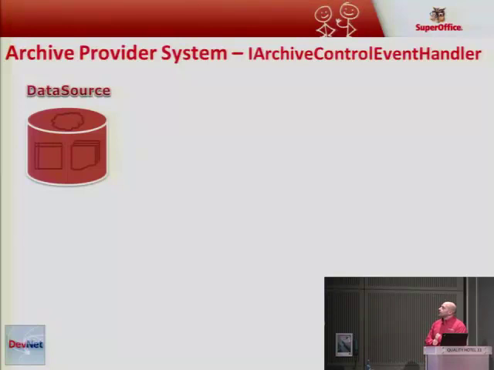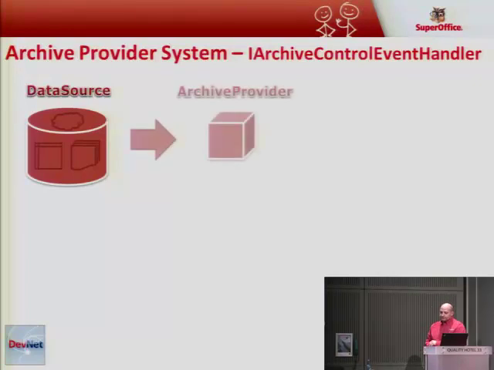Okay, now I'm going to talk a little bit about what we've introduced inside SuperOffice 7.0 SR1. We've included a new interface inside the archive system. You're going to find this inside the SuperOffice.crm.archive lists namespace. Those of you who have built archive controls know what I'm talking about. That's where you're going to find this interface.